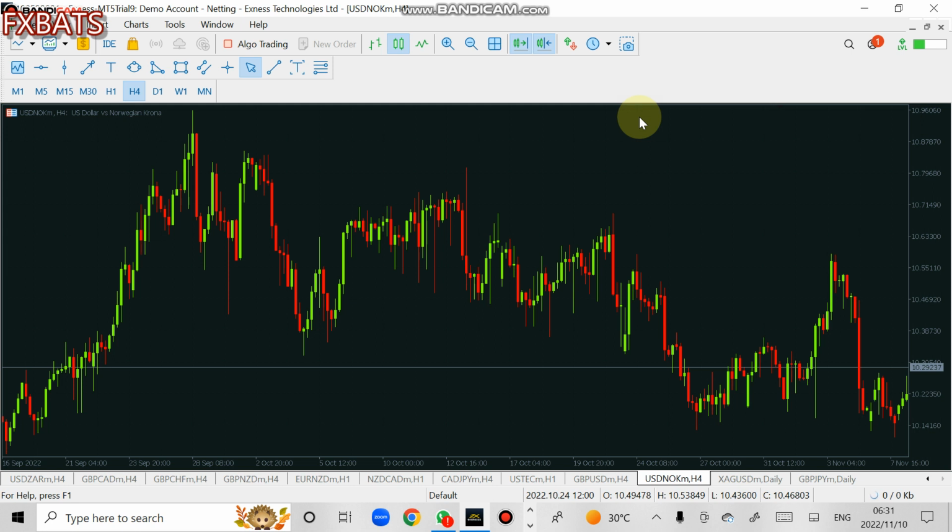I'll be looking at USD NOK. This is an exotic pair that we're going to be looking at. Before I start, we have to know the definition of a break of structure. Break of market structure is the same as what some people would refer to as BMS. Some people also write it as BOS, break of structure. So it's literally the same thing. Nothing changes.